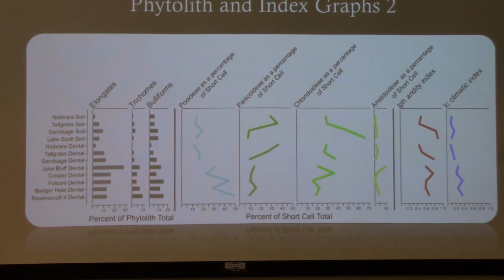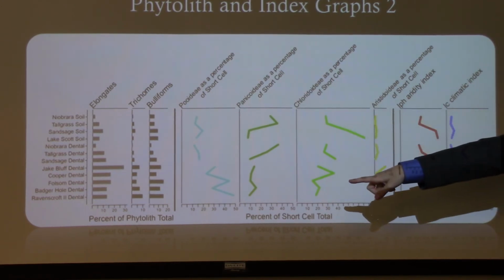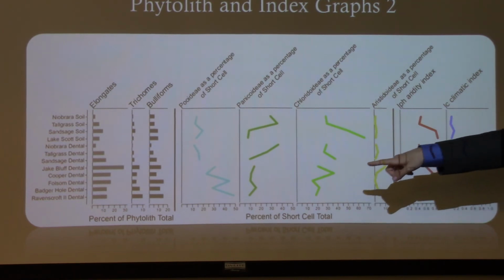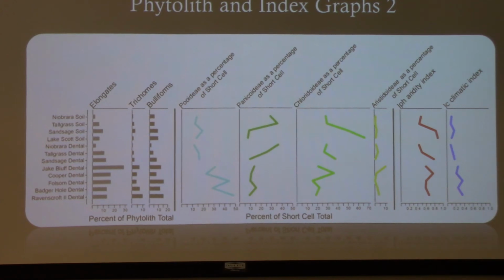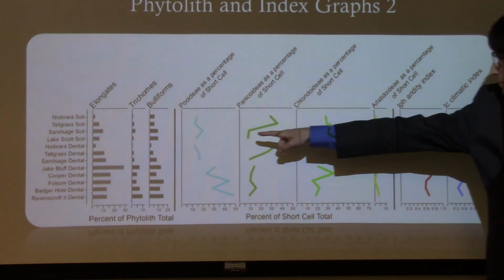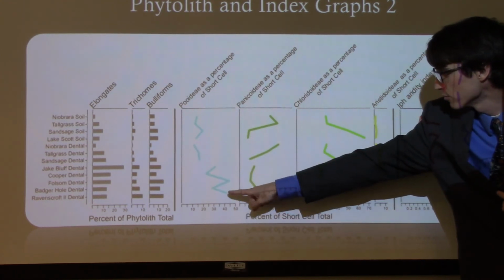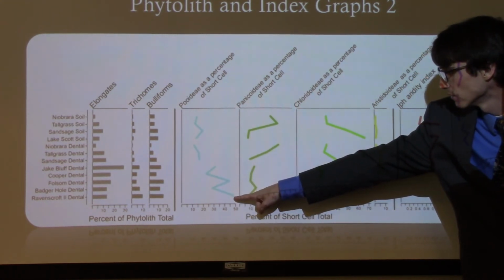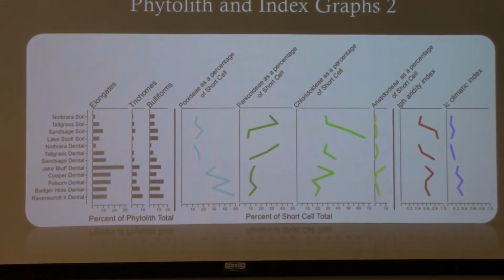This is the corresponding graph. This shows my other types, my elongates, my trichomes, and my bulliforms by percent phytolith total. I then have Pooidae as a percentage of short cell for my soil values, modern dental values, and then my ancient dental values. Notice that the ancient dental values are all quite a bit higher than any of my modern references.